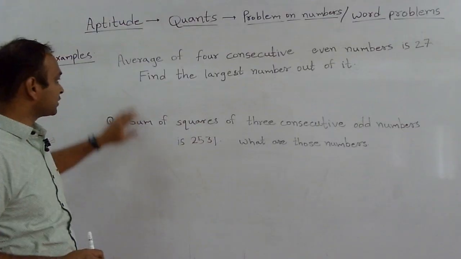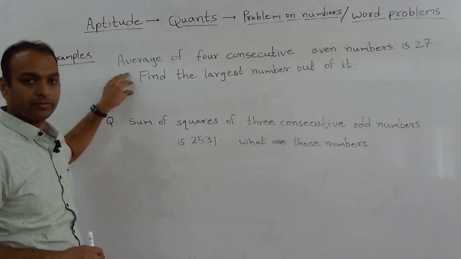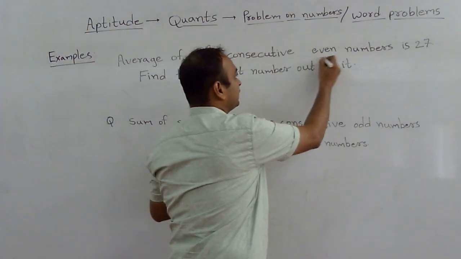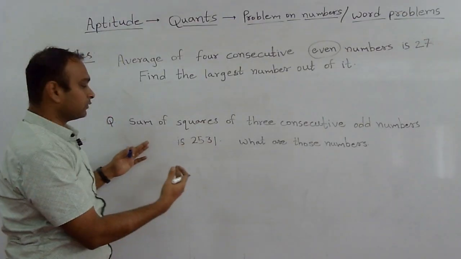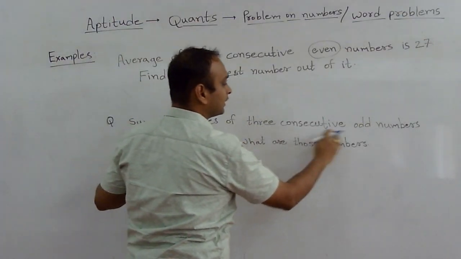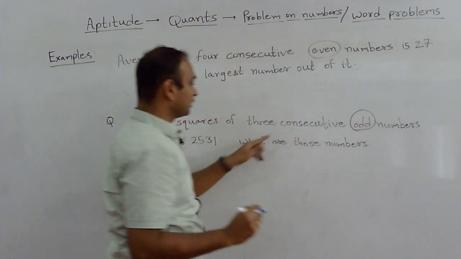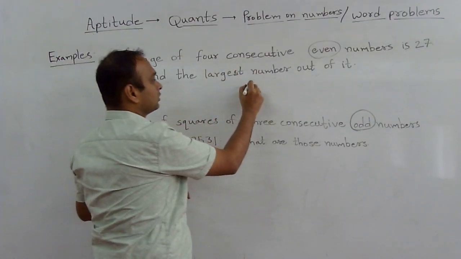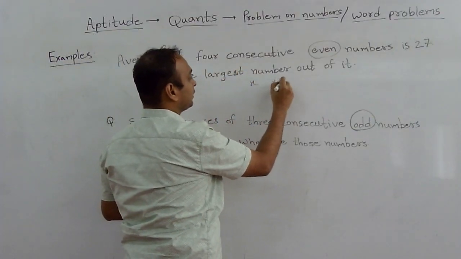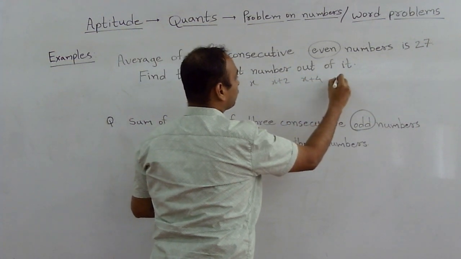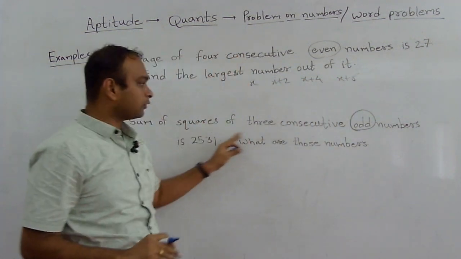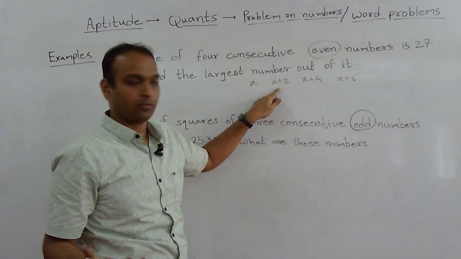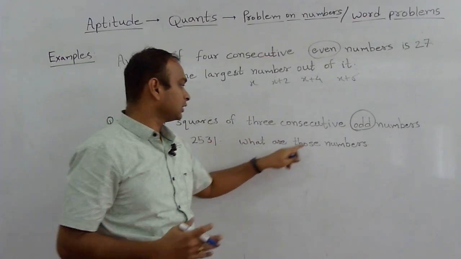Here we have one more example which is almost similar to what we have seen previously. In the previous case we were having 4 consecutive even numbers. Now in the next question we have the sum of squares of 3 consecutive odd numbers. In the previous example we considered the first number as x, second as x plus 2, third as x plus 4, and fourth as x plus 6. Now in case of consecutive odd numbers, whether it will remain the same or be different, check for it. You can pause the video and check for it.